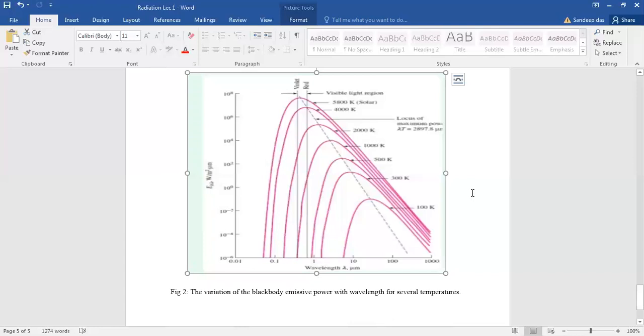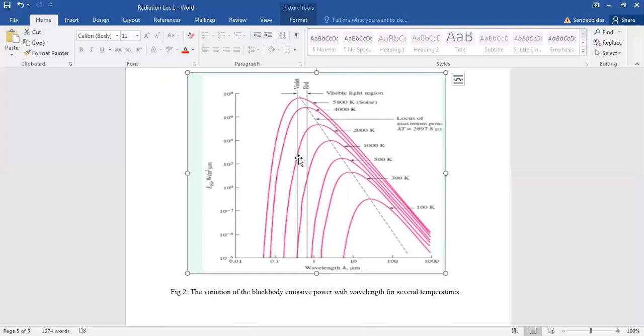That is, if we talk about the graph of the sun, then we can see the maxima of this graph lies in the visible range of the spectrum. The visible range lies between 0.4 micrometer to 0.76 micrometer. Hence we can say that the sun is in tune with our eyes. That is, most of the radiation transmitted by the sun is visible to our eyes.